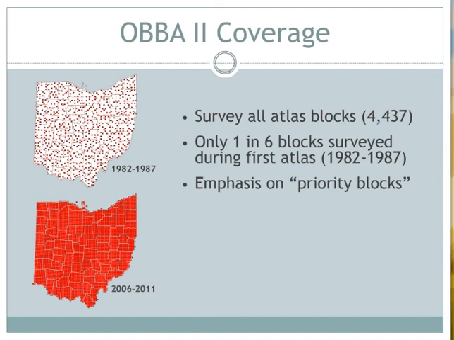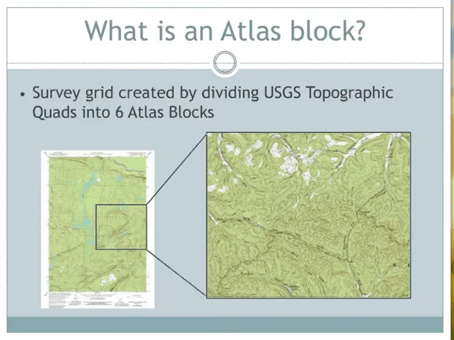We did, however, place emphasis on what we called priority blocks. And these were the first blocks that were surveyed during the first Atlas. We wanted to make sure that we had the same level of effort so that we could make adequate comparisons of change over that time period. Here in Ohio and in most eastern U.S. Atlas projects, we define a block as 1/6 of a USGS topo quad, and that works out to about 10 square miles.